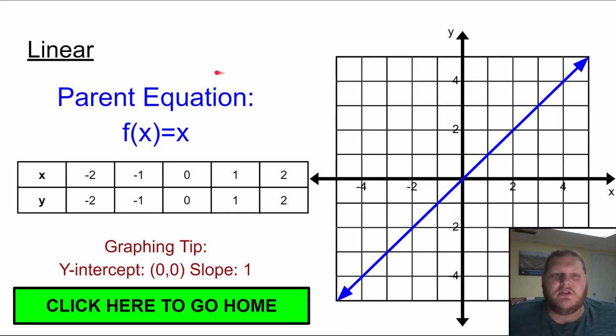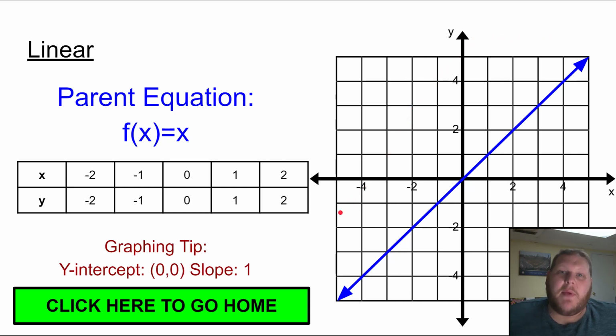For a linear function, the parent equation is just f of x equaling x. So that means for my table of values, when I evaluated from -2 to +2, since x is the only thing in my equation, I just get x back out for my y values. Which is why we have this graph looking like this, where all of my x and y values are exactly the same. So from -2 to +2, my outputs are also -2 to +2.